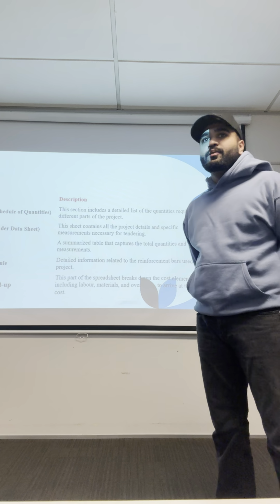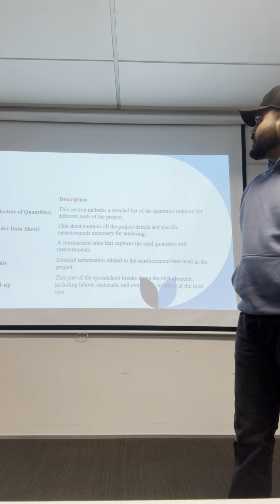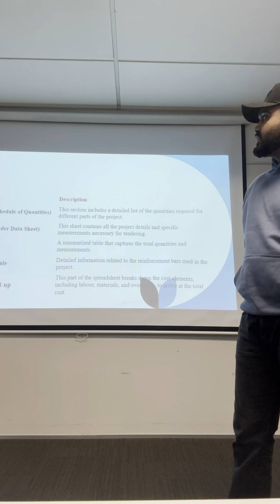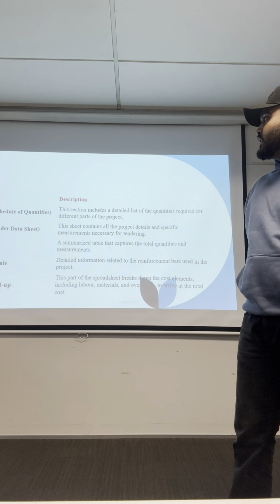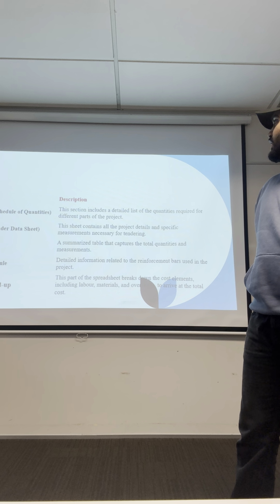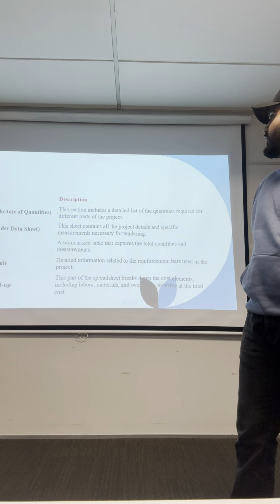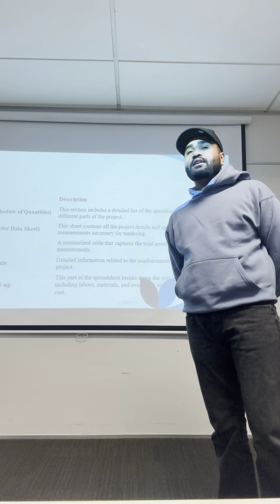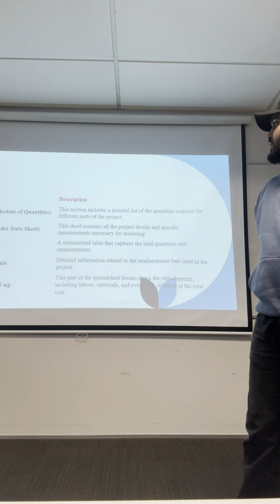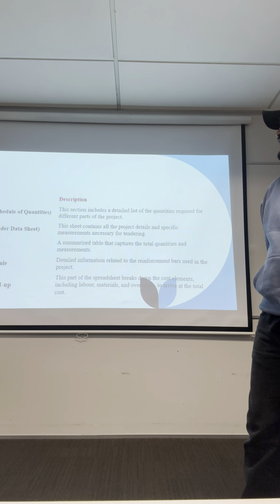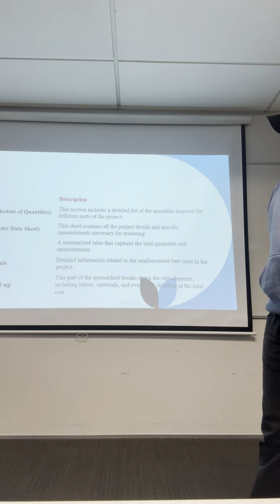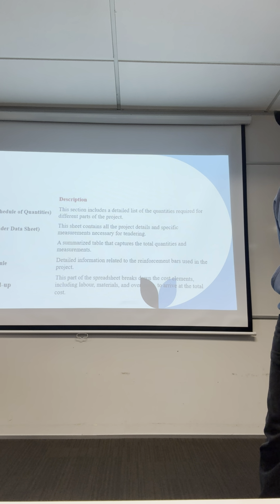This topic is very important. It will let you know the description of every sheet. The first sheet is SOQ, schedule of quantity. This section includes a detailed list of quantities required for different parts of the project. The other one is TDS, tender data sheet. This sheet contains all the project details and specific measurements necessary for tendering. The third one is abstract, a summarized table that captures the total quantity and measurements.